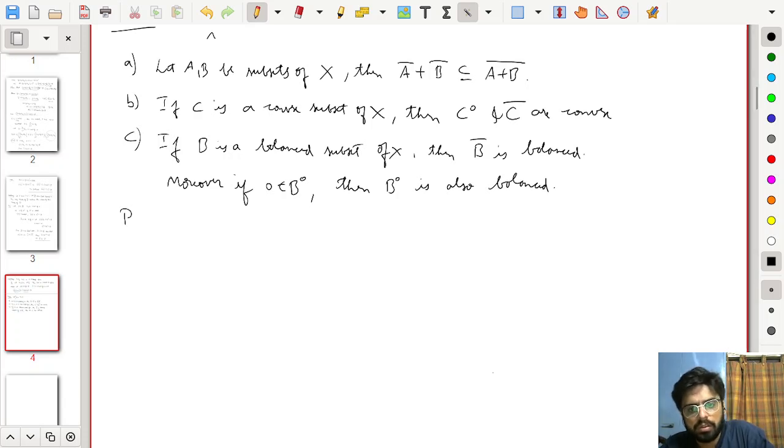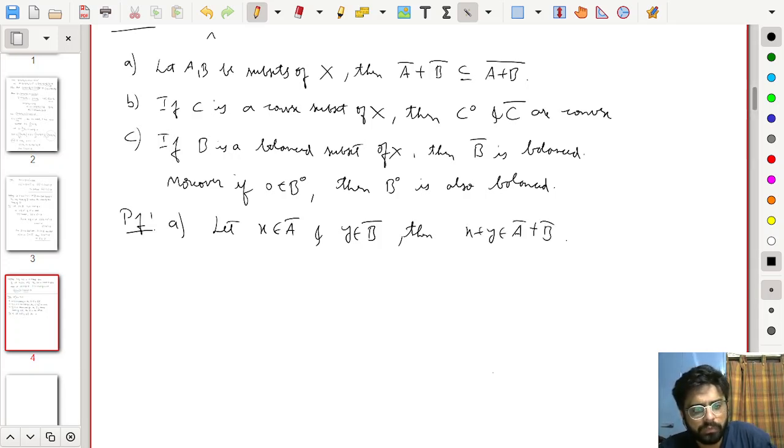Okay. So the proof of A. It's very simple. Let x belong to A closure and y belong to B closure, then x plus y will belong to A closure plus B closure. So we need to show that every neighborhood of x plus y intersects with A plus B. If we show that, then we are done, right?